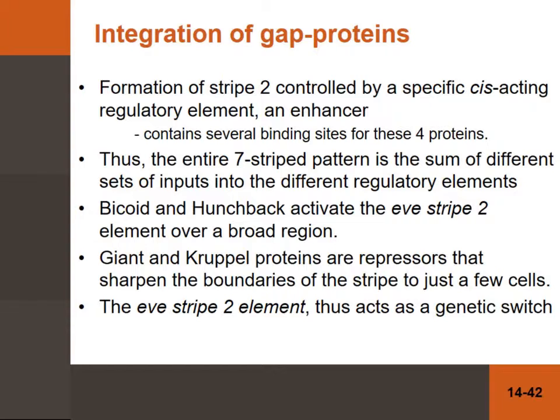Bicoid and hunchback activate the eve stripe 2 element over a broad region. Then you have giant and Kruppel proteins. These are repressors that sharpen the boundaries of the stripe to just a few cells. Therefore, the eve stripe 2 element acts as a genetic switch. For your interest, the eve stripe 2 is only 3 to 4 cells wide in the embryo.